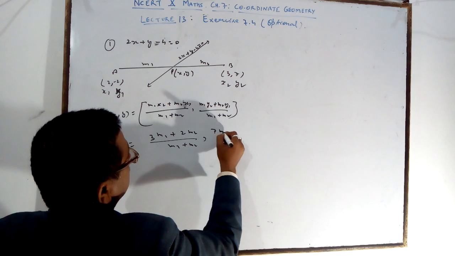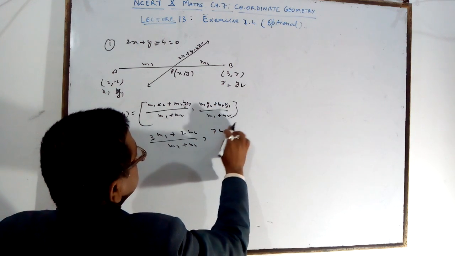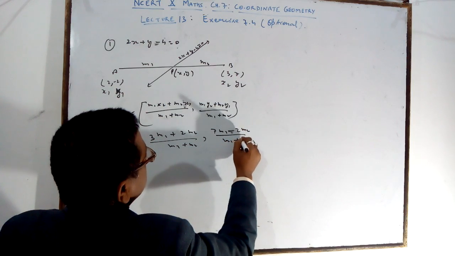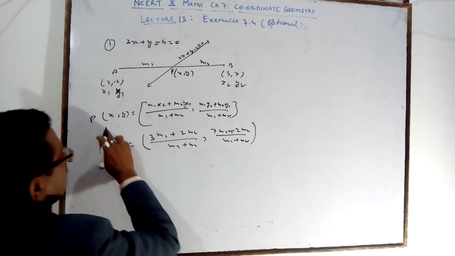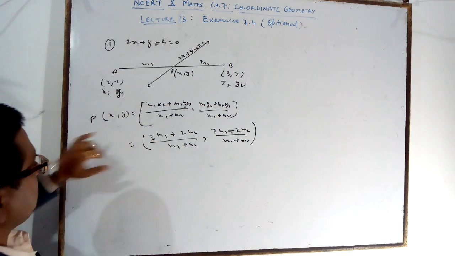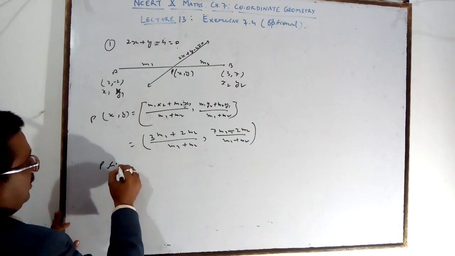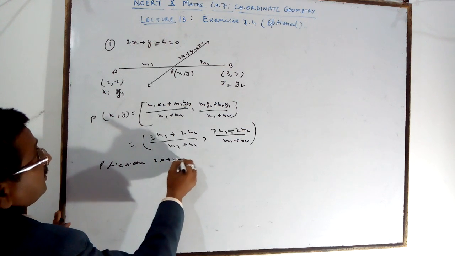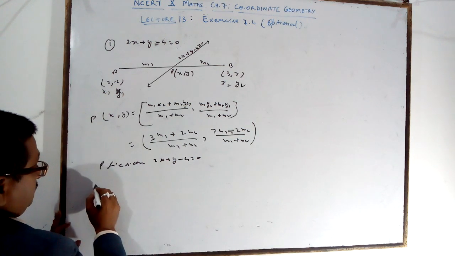7m1 minus 2m2 upon m1 plus m2. It is the value of x and y. You are getting this, but this P lies on 2x plus y minus 4 is equal to 0.